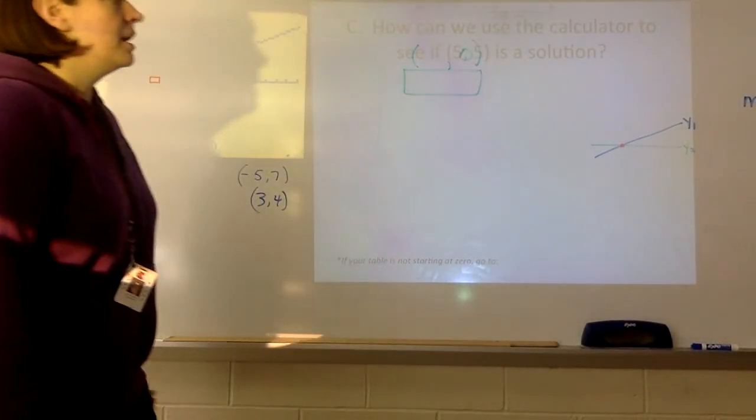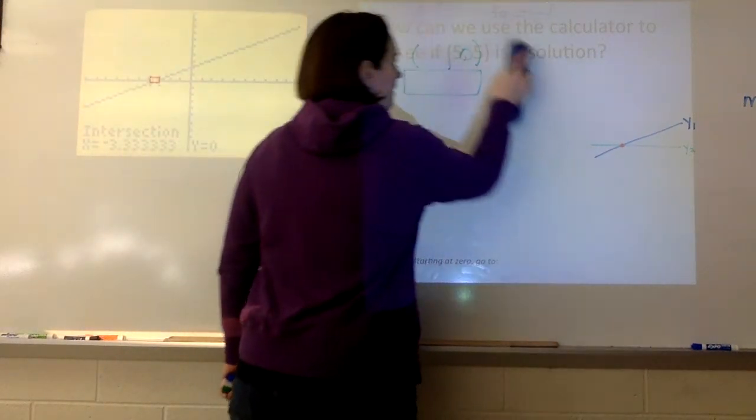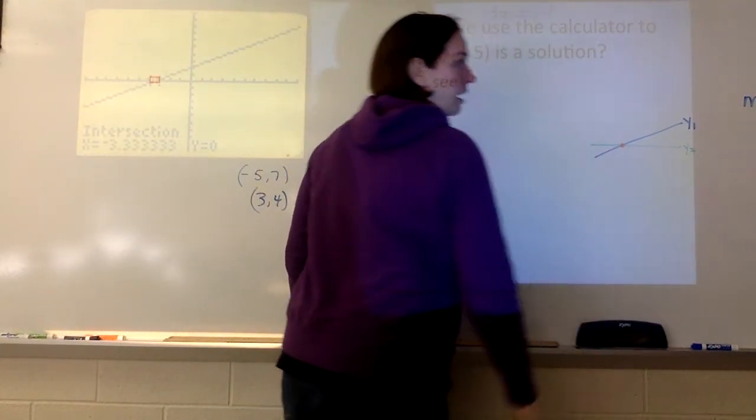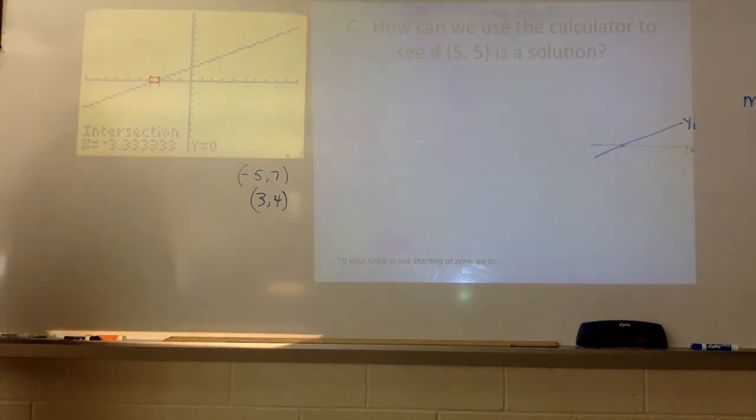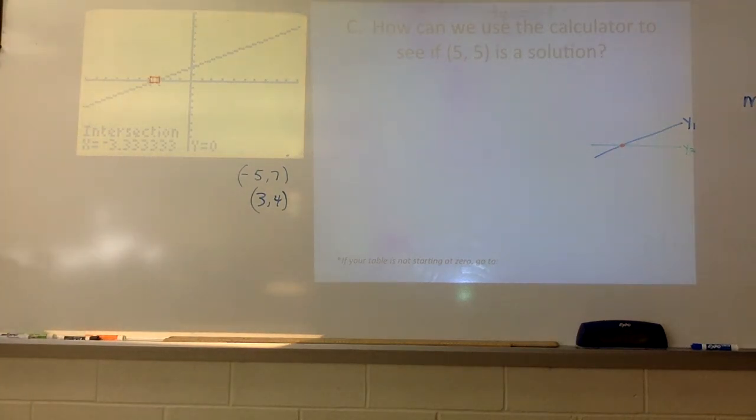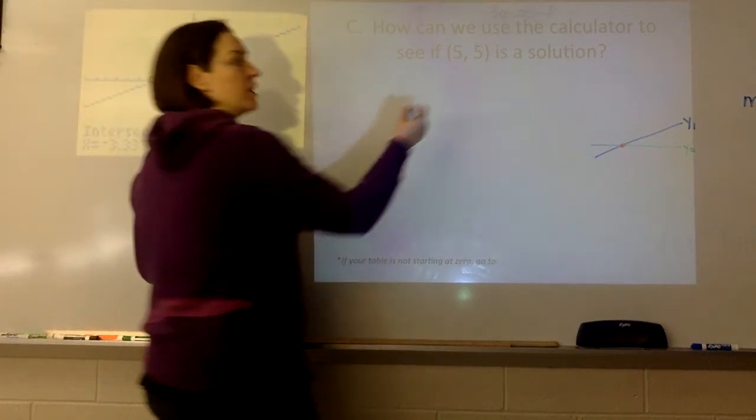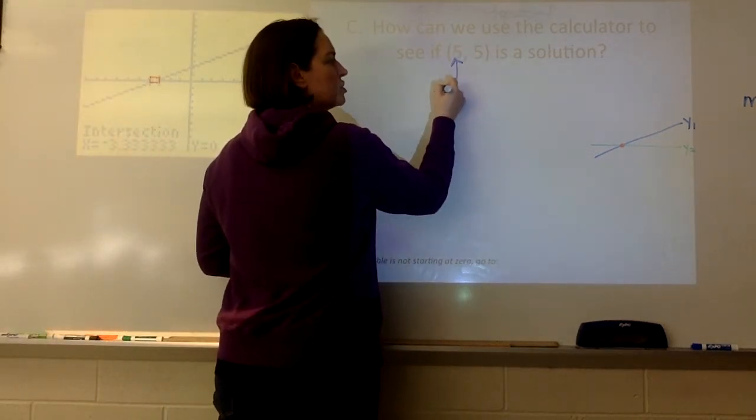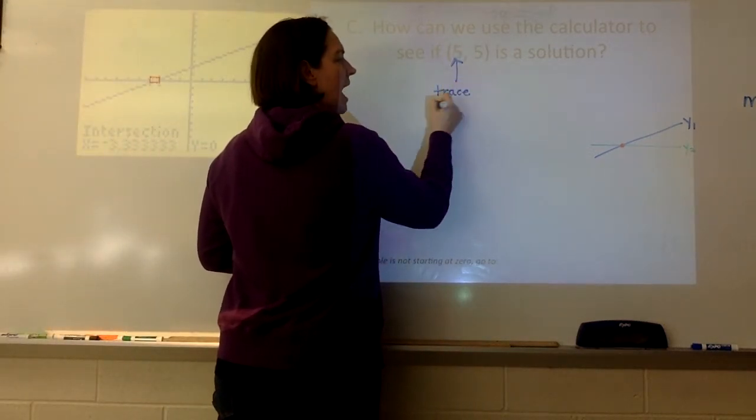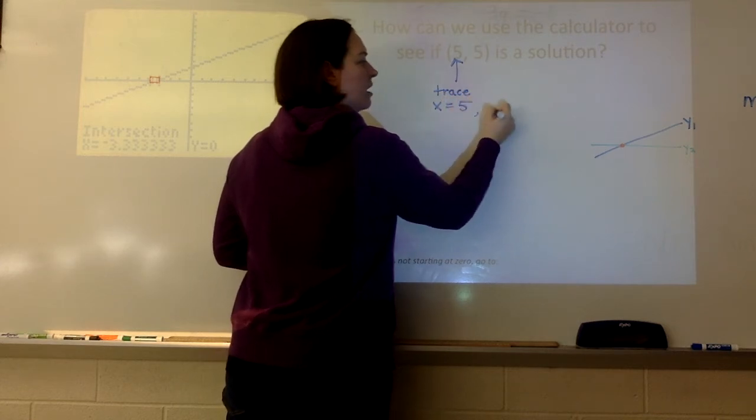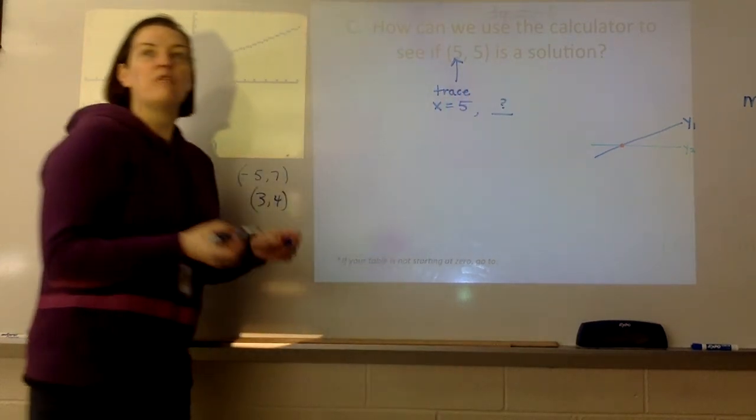Okay, part C. How can we use the calculator to see if (5, 5) is a solution? All right, (5, 5), is it a solution? This is exactly the same question I asked you before we started the calculator work. How do we find this out? Well, can you enter an x value? Where do I enter x values? Trace. So can I just go into trace, enter x equals 5, and then see what comes out for y?